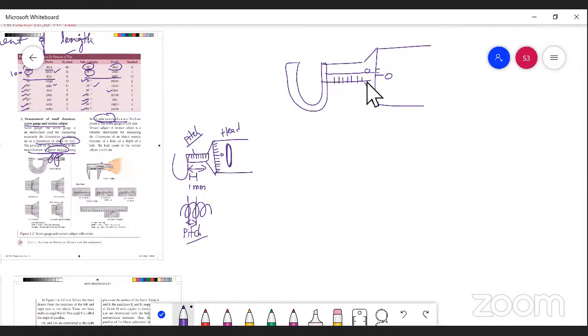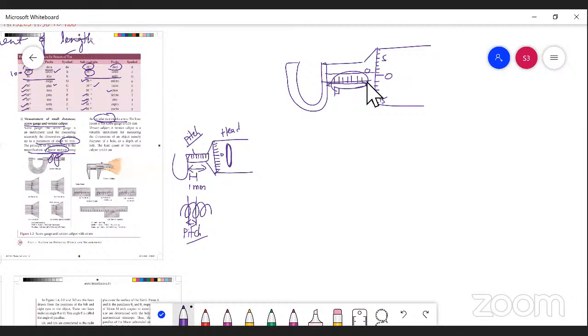The scale has 100 divisions. Pitch means that when the main scale is rotated one complete rotation, the pitch scale moves 1 millimeter. The marks in millimeters give the reading value of the pitch scale.